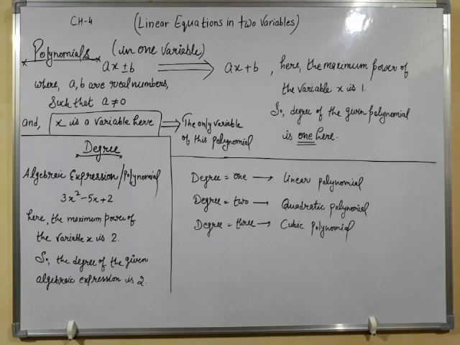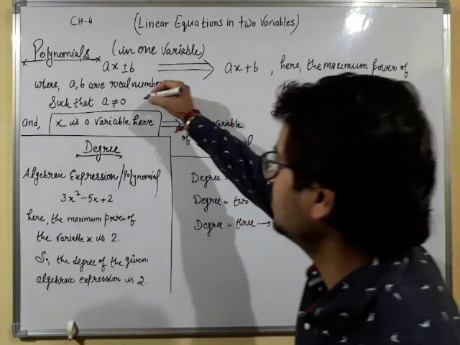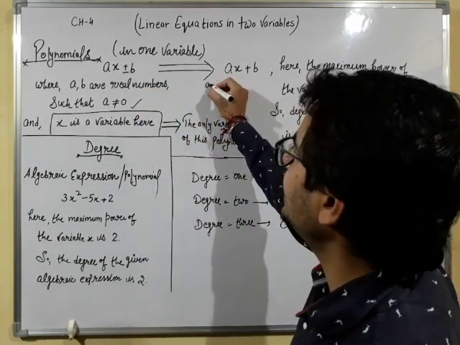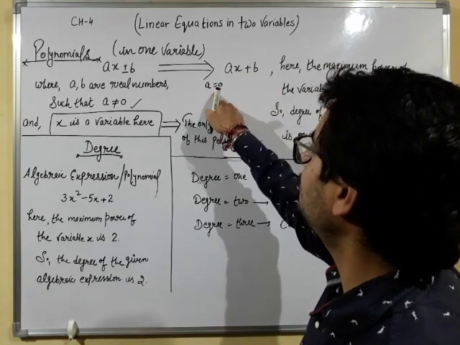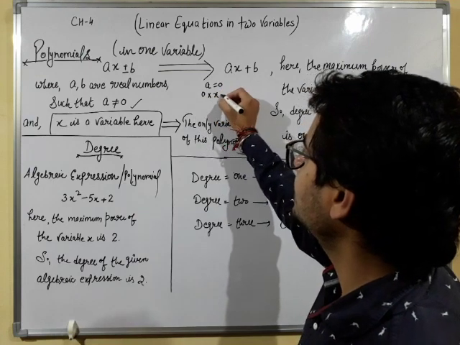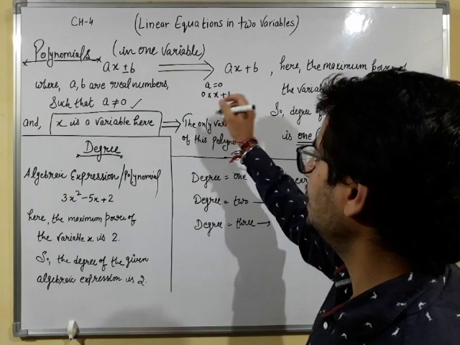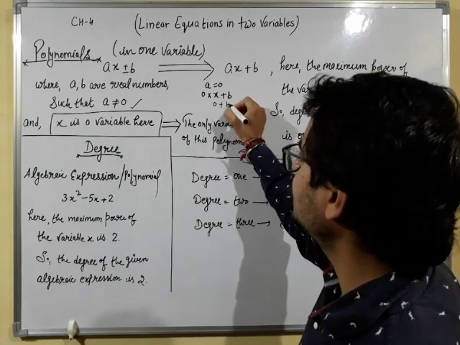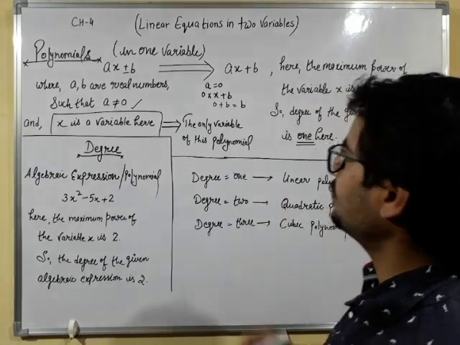For example, ax plus minus b, where a and b are real numbers, or we can say a and b are constants, such that a cannot be equal to 0. a cannot be equal to 0 here, because if we put a equal to 0, it will become 0 multiplied by x plus b. 0 multiplied by x becomes 0, and 0 plus b equals b.